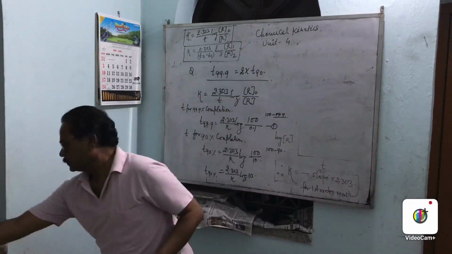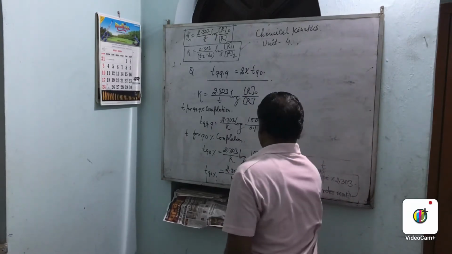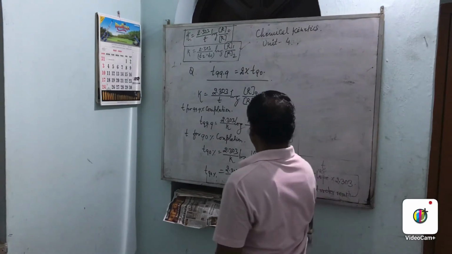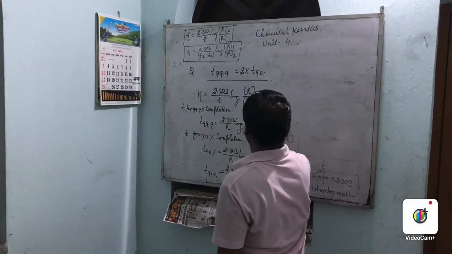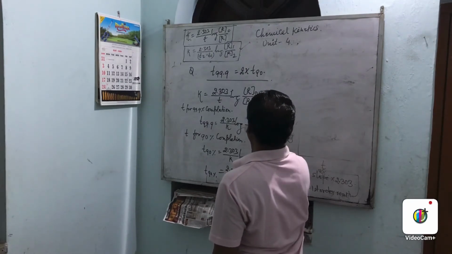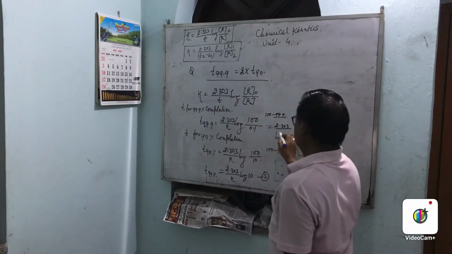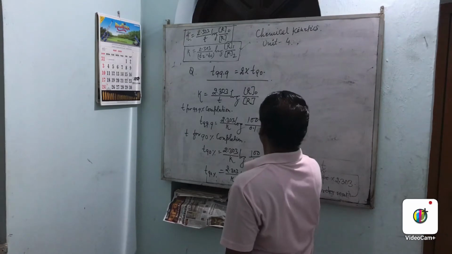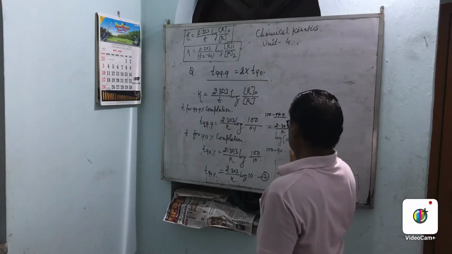When you solve it, what will we get? This is equation 2, and log 10 is equal to 1. So this equation may be written as 2.3 by k. In the easiest way, it is 2.303 by k times log 100 by 0.1, which is 3 log 10.